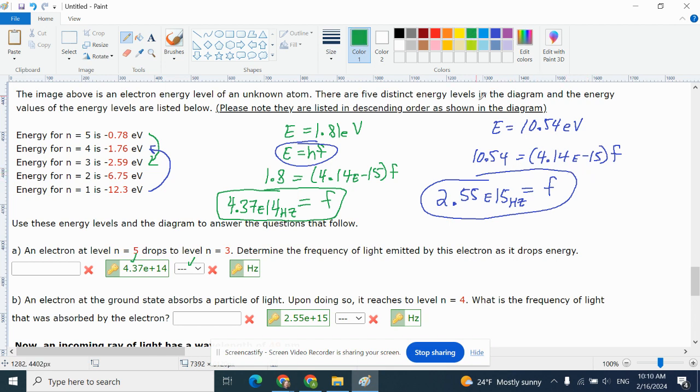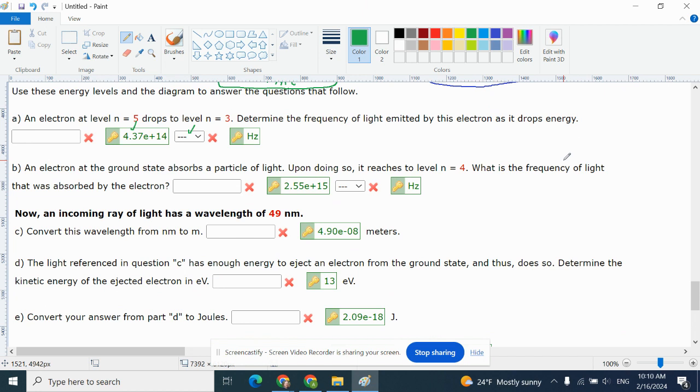And we move onwards. Part C, 49 nanometers. Convert it to meters. Okay. 49 times 10 to the negative 9th equals 4.9 times 10 to the negative 8th. Light reference in question C has enough energy to eject an electron in the ground state and thus does so. Determine the kinetic energy of the ejected electron.